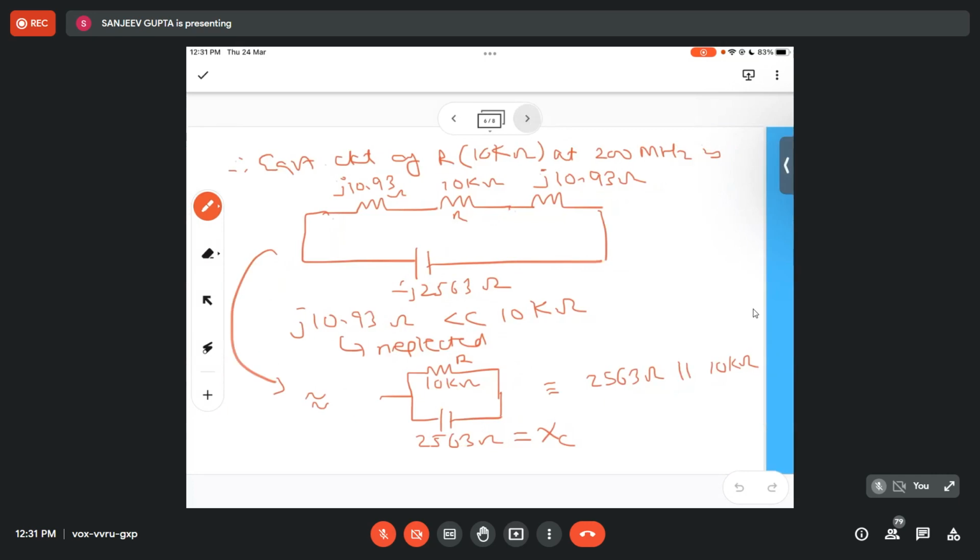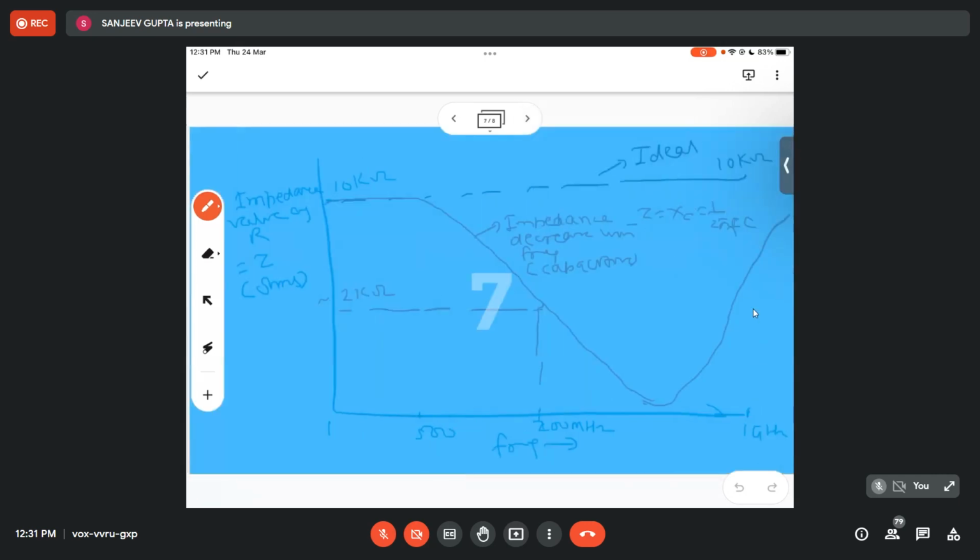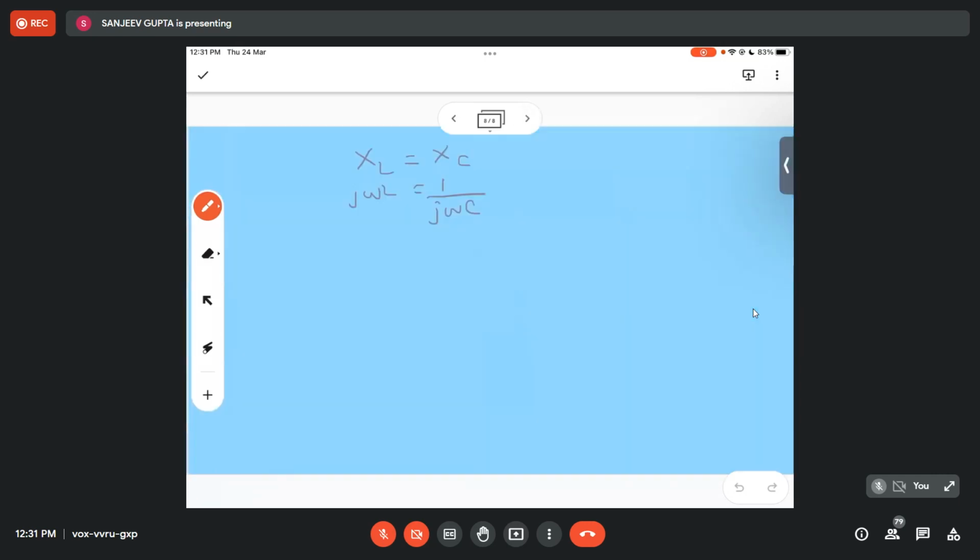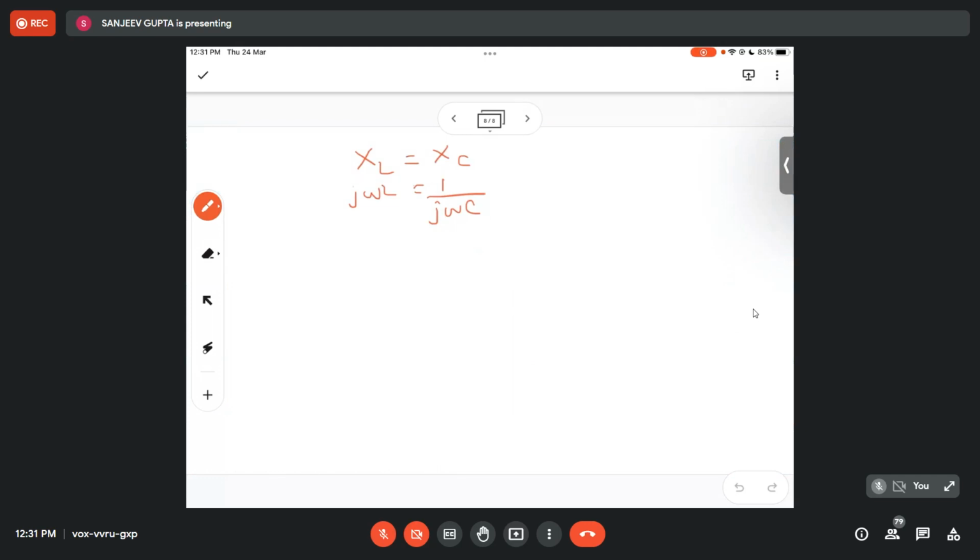Okay, so at a certain point, what will happen? Your inductive reactance becomes equal to the capacitive reactance. That means XL becomes equal to XC, and I will find that omega square is equal to 1 by LC, or omega is equal to 1 by square root of LC. And that you must be knowing. I could say your F is equal to 1 by 2 pi square root of LC. So that is my resonance frequency.